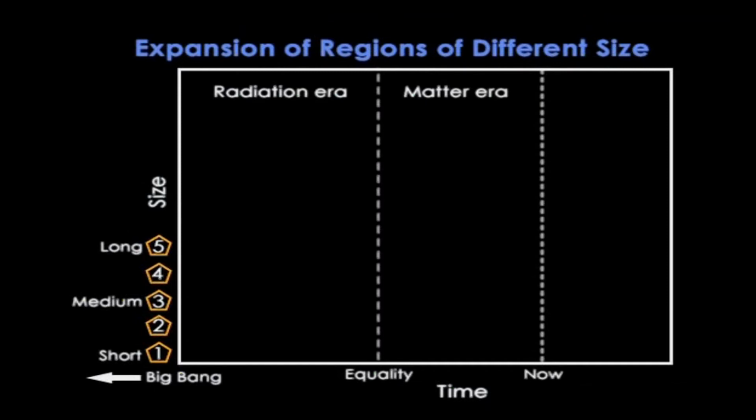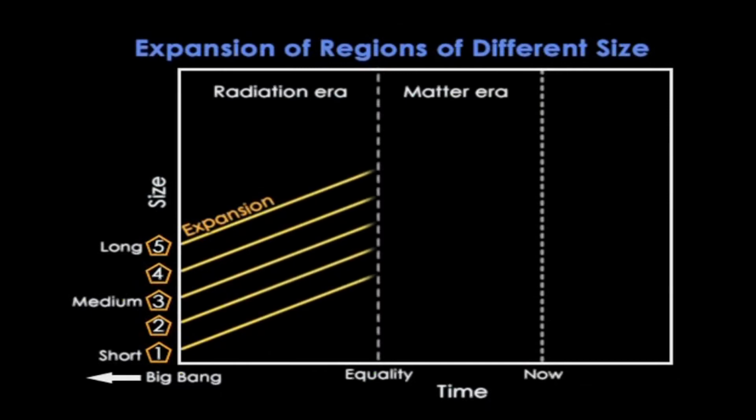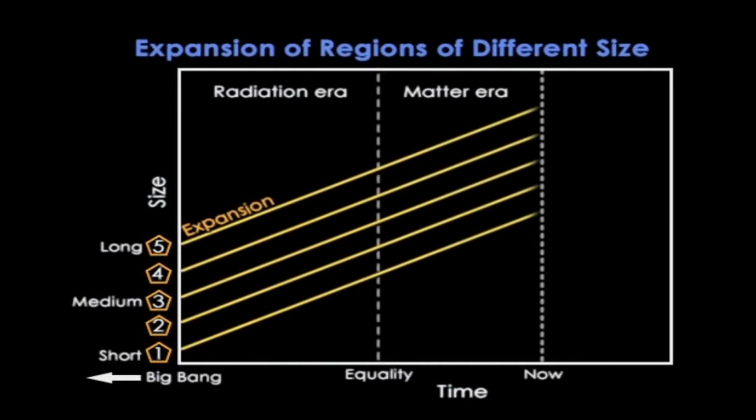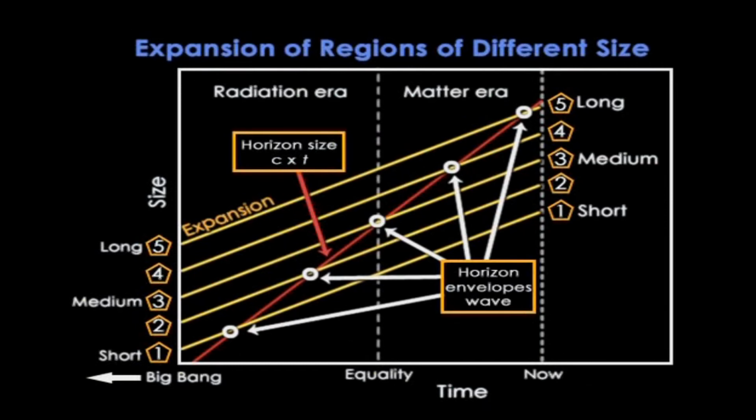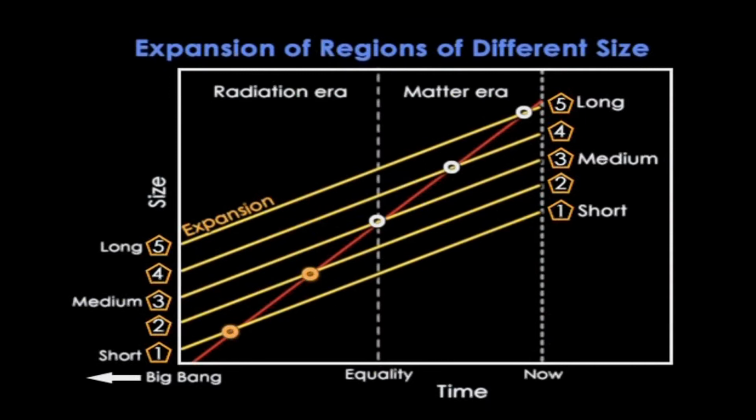On the left are 5 density variations with wavelengths of increasing size 1 through 5. Cosmic expansion makes all of those wavelengths expand, following the yellow lines to the right. They all get stretched in size by the same expansion factor and arrive at their present-day sizes at the top right. Now, the red line shows the increasing horizon size. Remember, it gets bigger at light speed, and where it crosses each yellow line, the horizon envelops that wave, and the wave enters the horizon at the 5 times shown by these little circles. Notice that the 2 shorter waves enter the horizon during the radiation era. The 2 longer waves enter the horizon in the matter era, and the middle wavelength enters the horizon right at the time of equality.